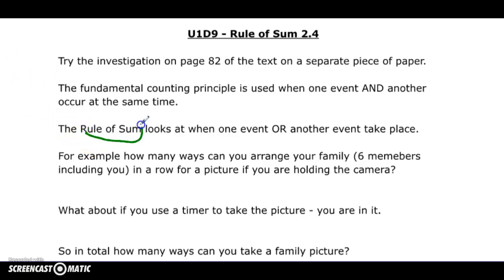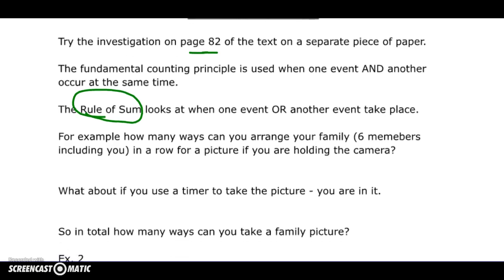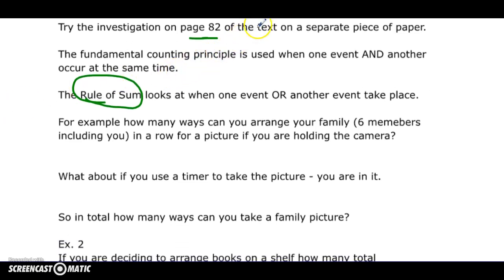So, we're talking about the Rule of Sum, and you did a little investigation in class, and let's skip over that and just talk about what the rule of sum is all about. The rule of sum really is if you have a situation where you want to figure out the number of ways to count something or the number of ways to do something, and there are 2 or 3 or 4 different scenarios, you just find out the number of ways to do scenario 1, scenario 2, and scenario 3 or whatever, and you add them together to find the total.